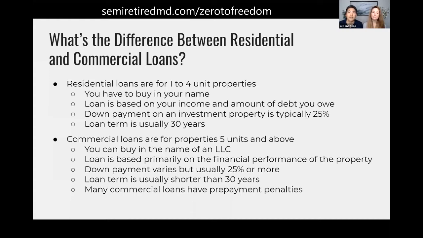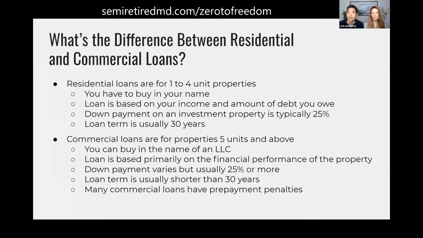So the first thing about residential loans that you need to know is that you're going to be buying the property and you're going to get the loan in your own name. And that's a big deal because a lot of people want to buy their properties and they want to be anonymous, right? They want to buy their property in an LLC, but you can't do that with a residential loan. So that's something really important for you to know. The next thing is that the loan is based on your income and the amount of debt you owe. So they really dig into your personal financial situation to understand, are you a good borrower? Are you qualified for this loan?